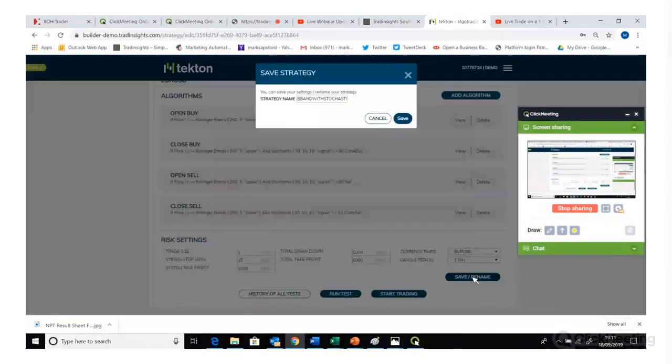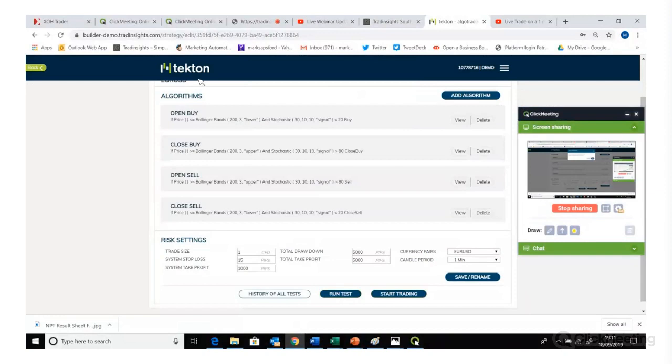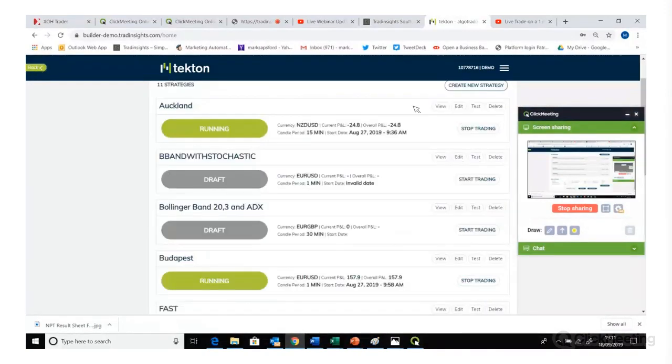So let me just save and rename that. Okay, that's done. And let me go back. And now I'm going to create a new strategy. There we see we've got the strategy. It's draft because it hasn't been set to run live yet. But in theory, I've actually got one of these running live, which is this one here. As you can see, it's running live. It's called Budapest, because Budapest is a European capital. And it's currently doing really, really well, as you can see. It's 160 pips up since August the 27th. So it's really doing well, this strategy.